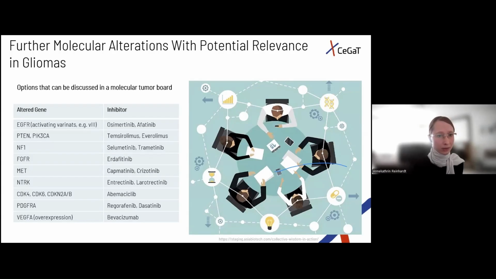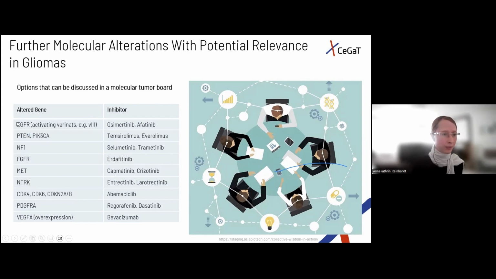When you do comprehensive molecular testing, there are also other alterations which you can find across entities and which you can probably discuss as an option in a molecular tumor board. Listed below are some alterations which we found across entities in different gliomas, and which we also discussed in our molecular tumor boards.